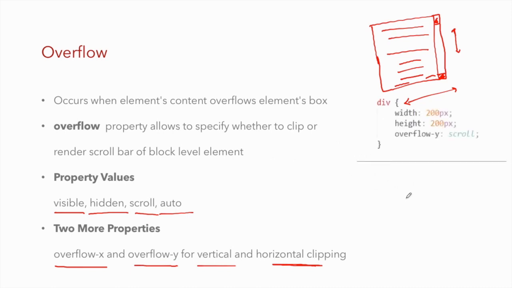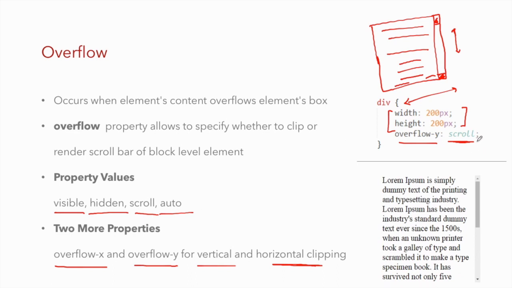So let us take one example. In case you have one div, we are restricting height and width for that div. But in case there are chances that your content is going to overflow from that element, then you can specify overflow-y, and you can specify the value as scroll.